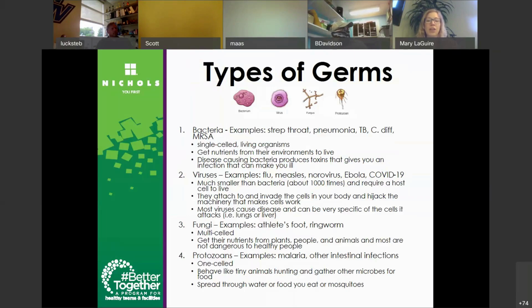Fungi, some examples of that include athlete's foot and ringworm. They're multi-cell, and they get their nutrients from plants, people, or animals. And most are not dangerous to healthy people, but we've heard of some outbreaks consisting of some of those. Protozoans, examples include malaria and other intestinal infections. They're one-celled and behave like tiny animals gathering other microbes or food. They spread through water or food you eat or mosquitoes.